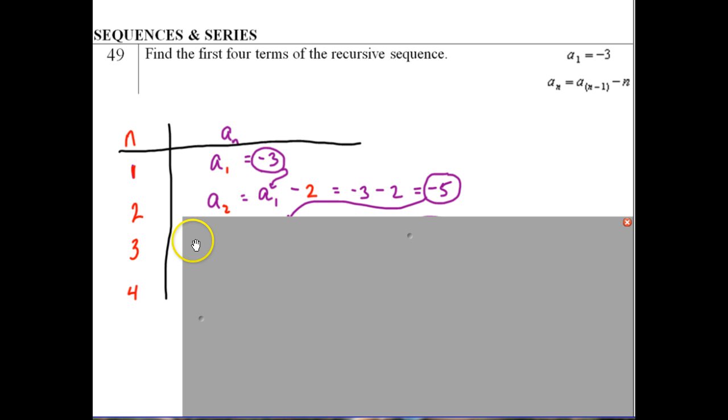Next term. You want to find a sub 3? Alright. Well, the formula says you need to take a sub 3 minus 1, which means a sub 2, the term before it.